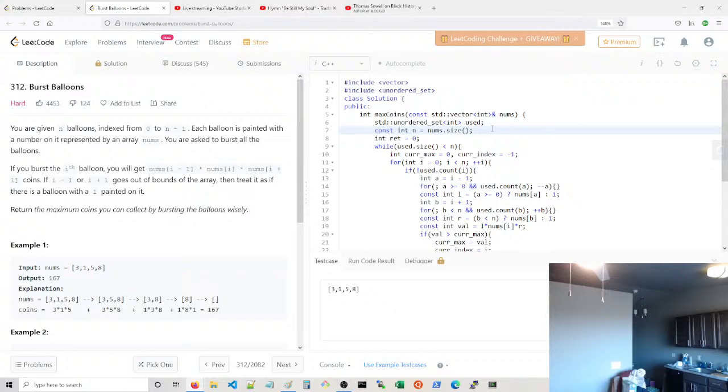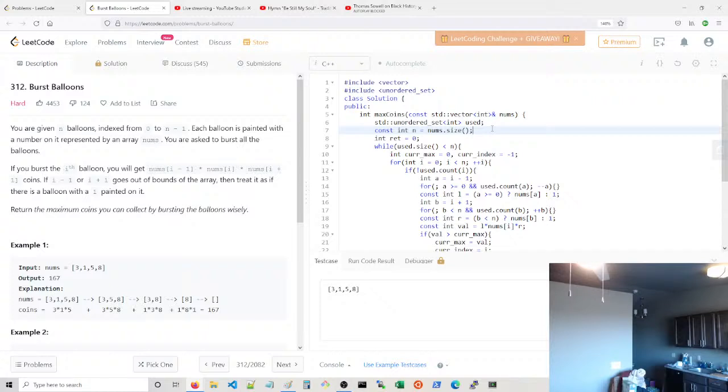Okay, so what would be some other ideas? So that works, but it's incorrect, right? Now, one idea would be maybe to prune off some of these. So, yeah, I mean, clearly any solution that starts by popping one of the end balloons is going to be incorrect.